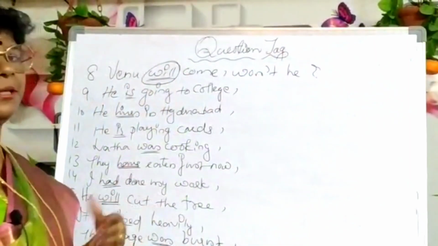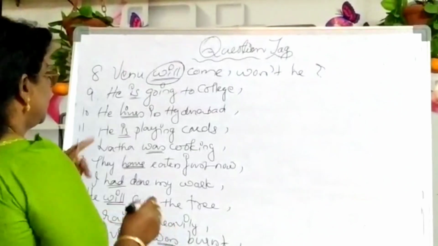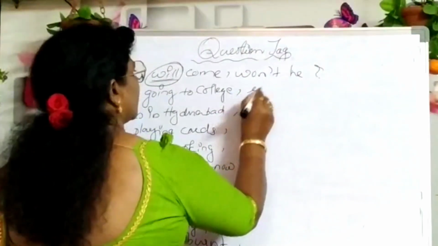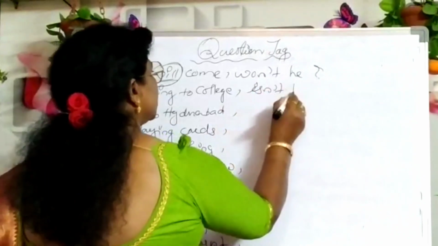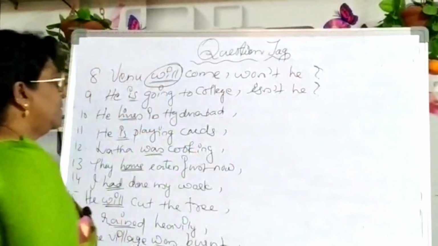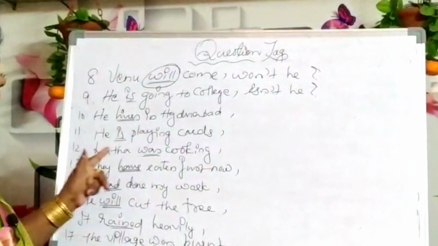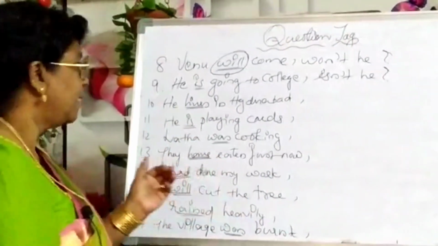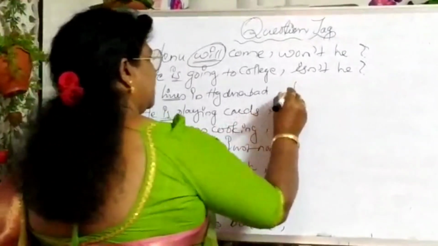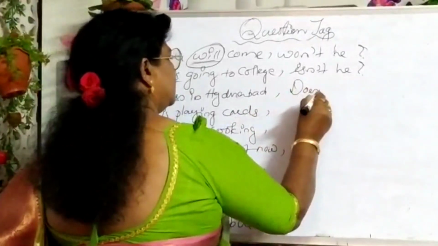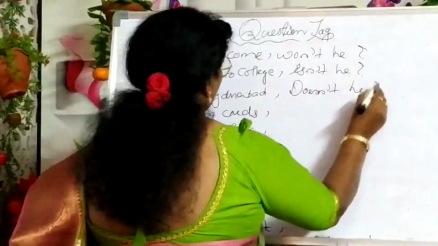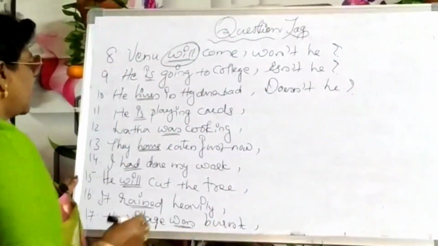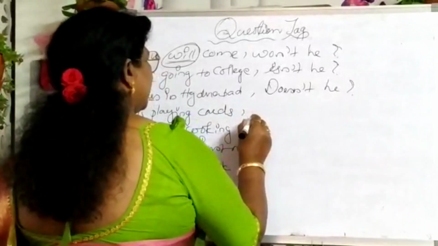He is going to college. Isn't he? He lives in Hyderabad. Lives, we have to break it. Doesn't he? He is playing cards. Isn't he?